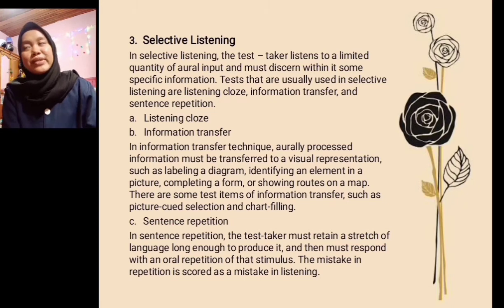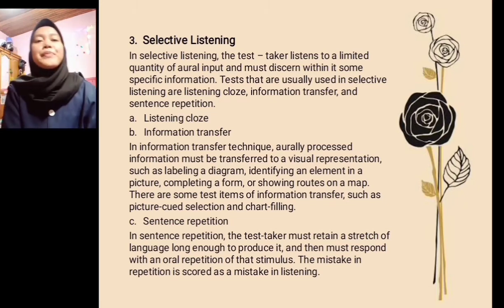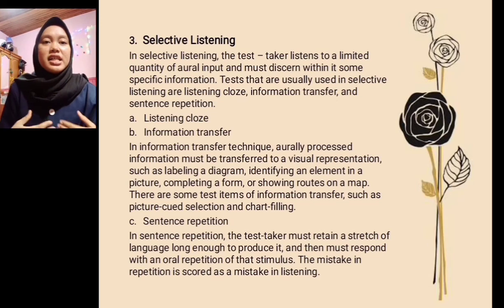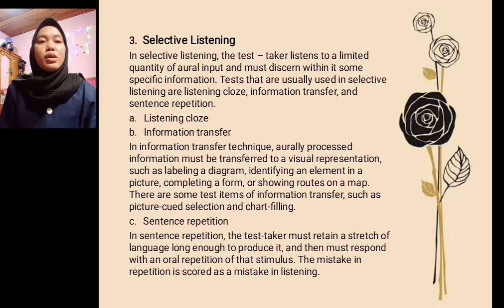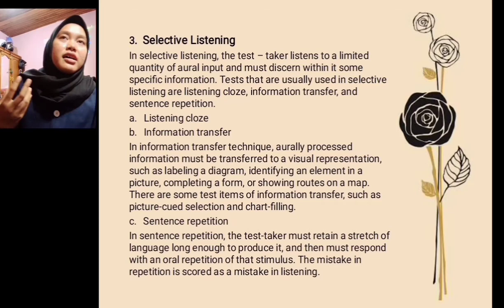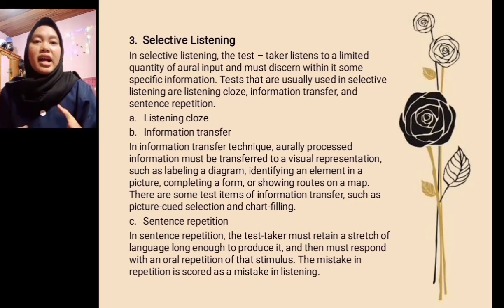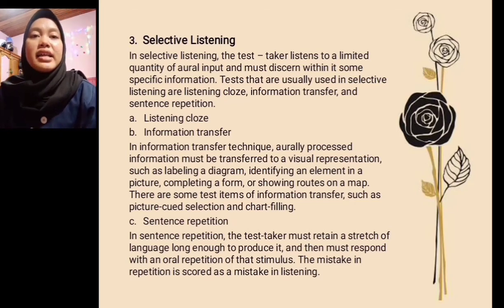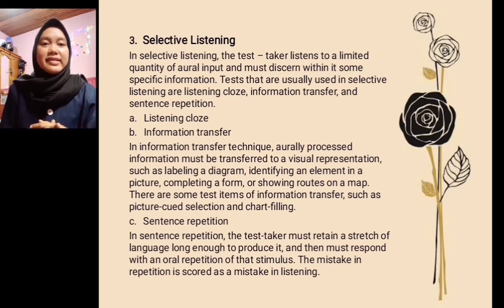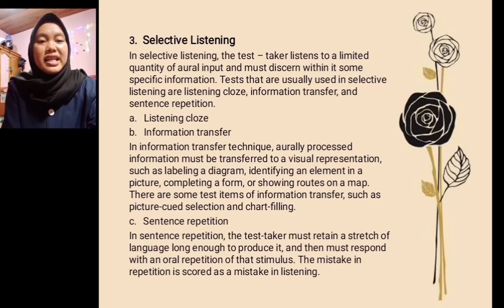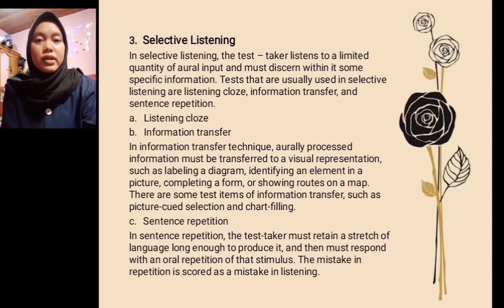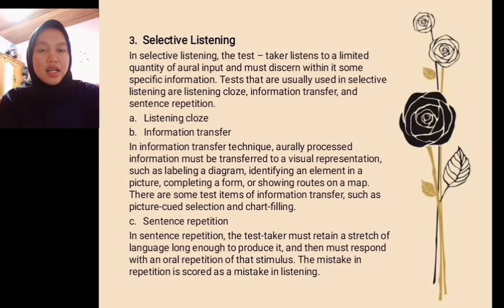Jadi sentence repetition ini lebih menekankan ke kemampuan untuk mengingat, where the listeners itu akan mendengarkan beberapa pengulangan kalimat yang ada dalam teks. Jadi seperti itu, mendengarkan pengulangan kalimat. Jadi misalnya mereka salah, cara menilainya itu seberapa mereka salah itu skornya, berapa salah itu dihitung, seperti itu.